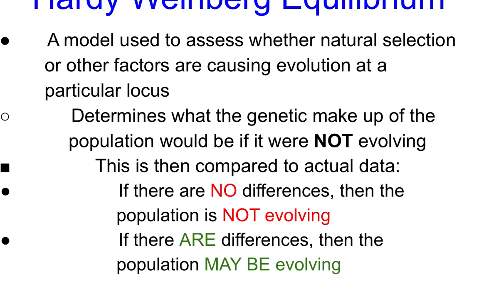Alrighty, Hardy-Weinberg. This is a model used to assess whether or not a population is undergoing natural selection or if there are other factors causing evolution at a particular allele location site. So this determines what the genetic makeup of a population would be if it were not evolving. This is then compared to actual data. So if there are no differences, then we consider the population not evolving. And if there are differences, then we may consider that the population may be evolving.